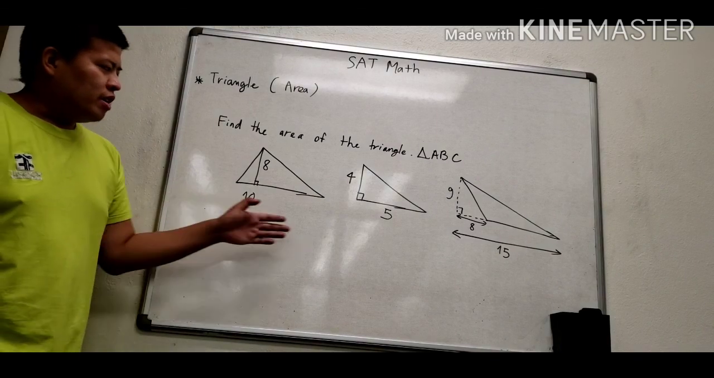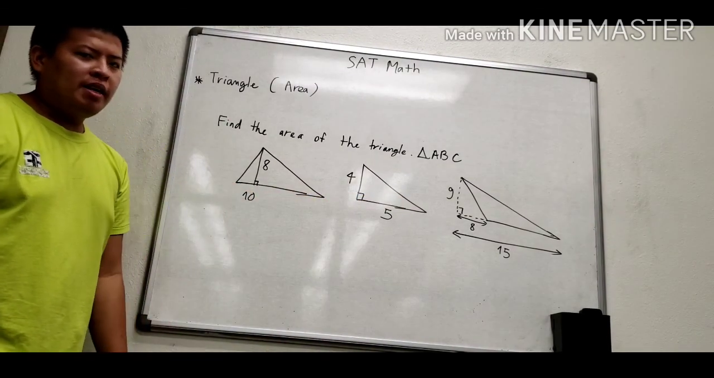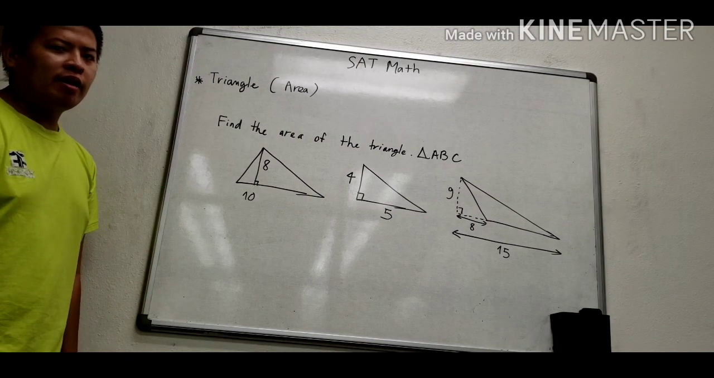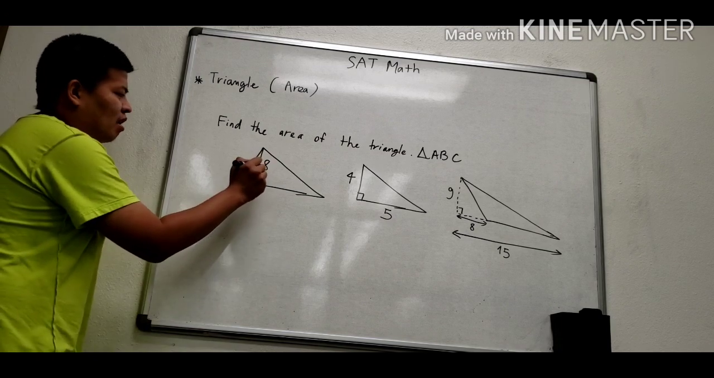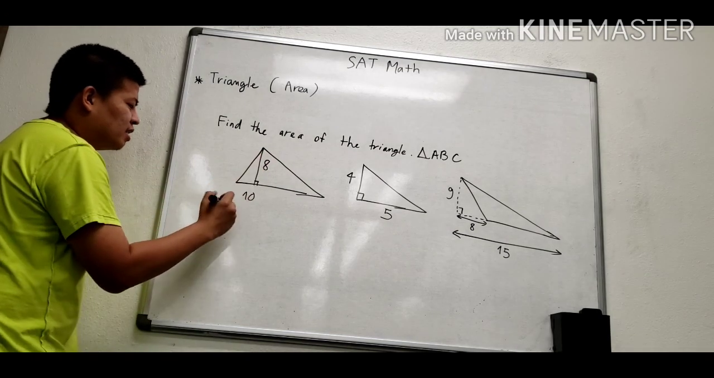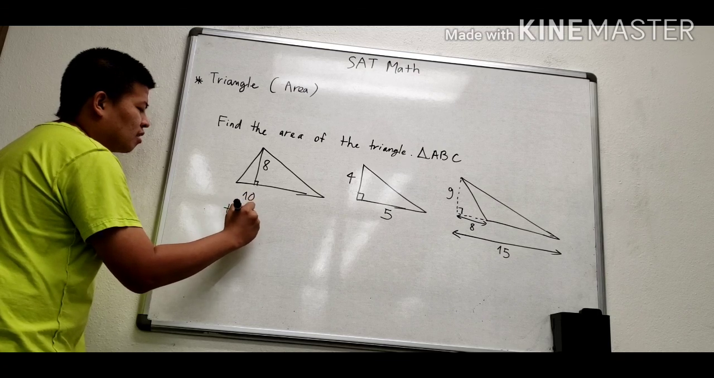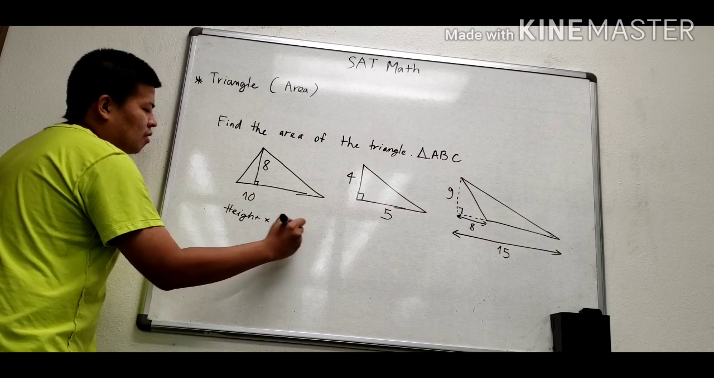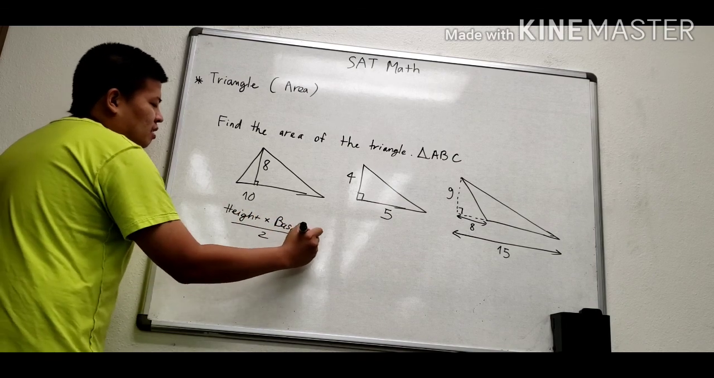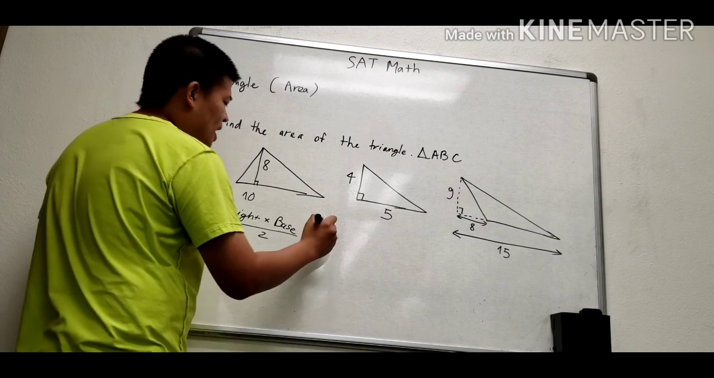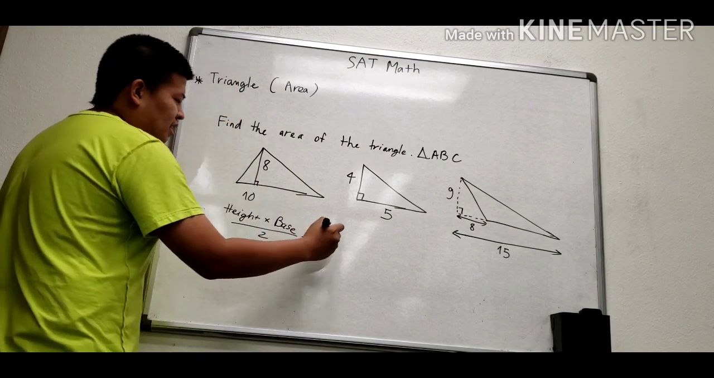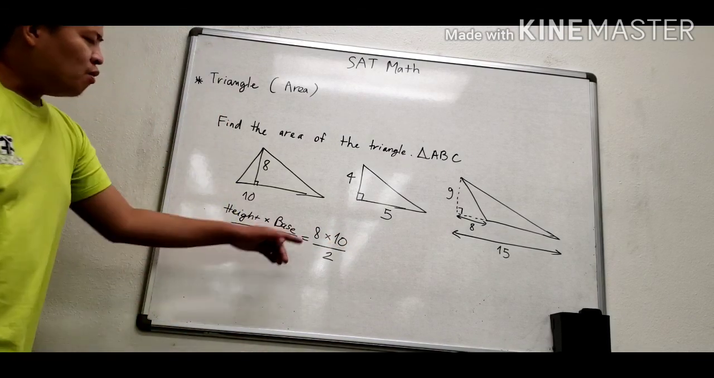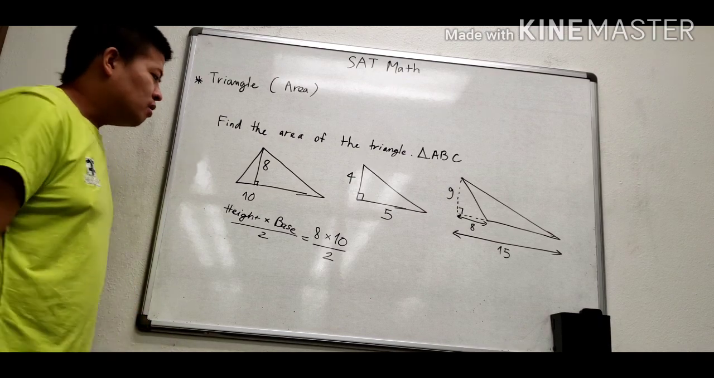So we have 3 different types of triangle here. Now I will illustrate how to find the area of a triangle. We have the acute triangle, we have the height, and we have the base here. We divide by 2, so the height is about 8, the base is about 10, divided by 2. 8 multiplied by 10 is 80, and 80 divided by 2 is 40.